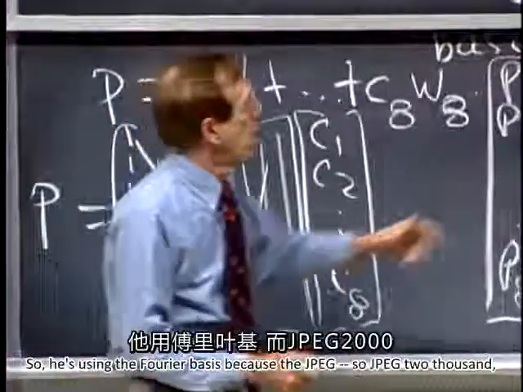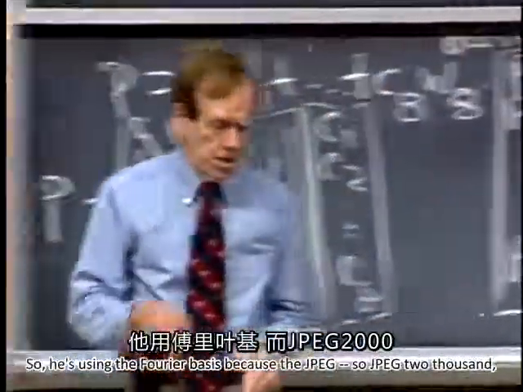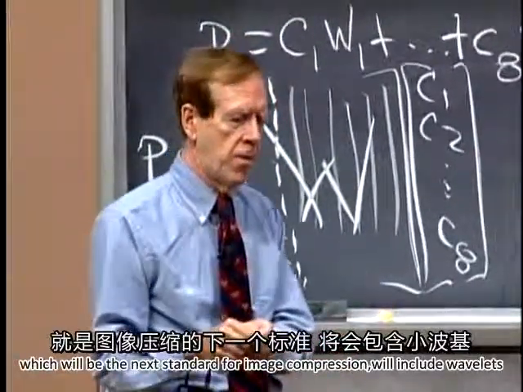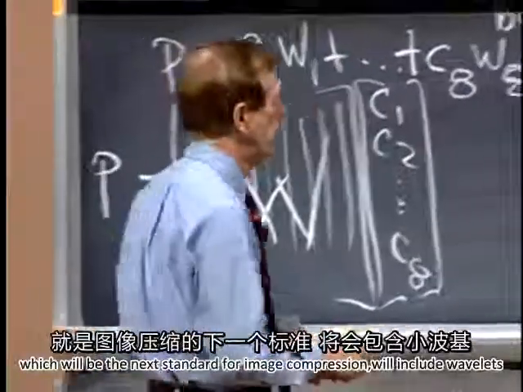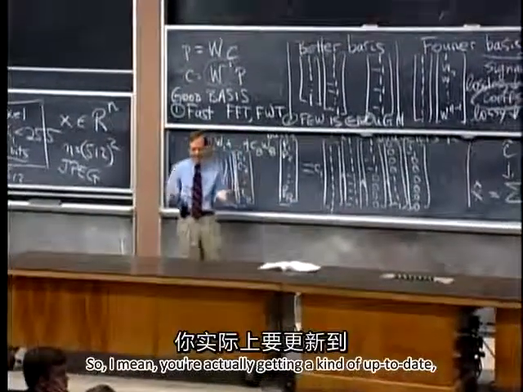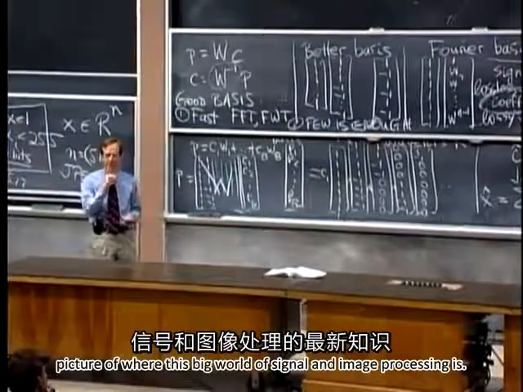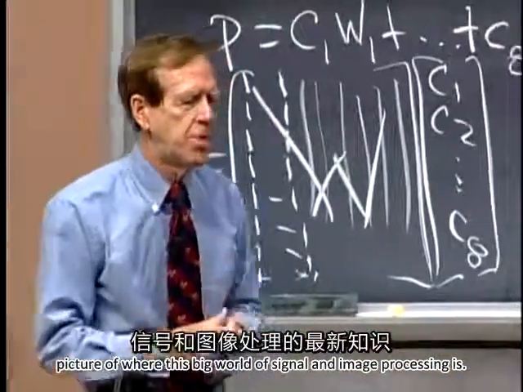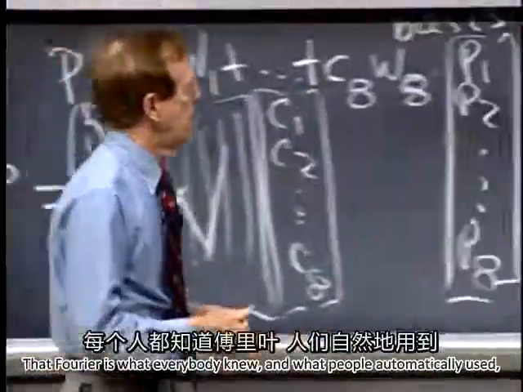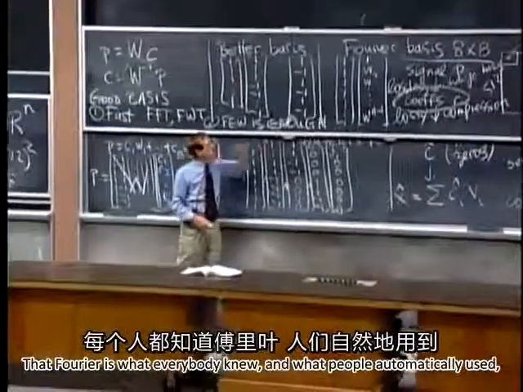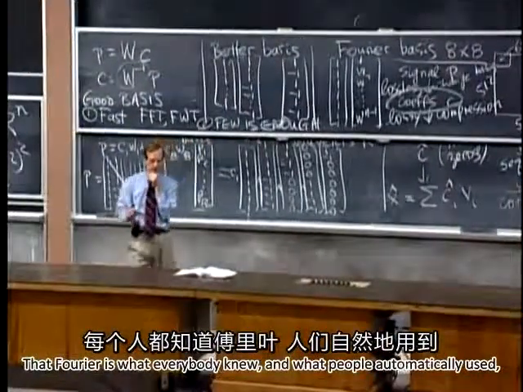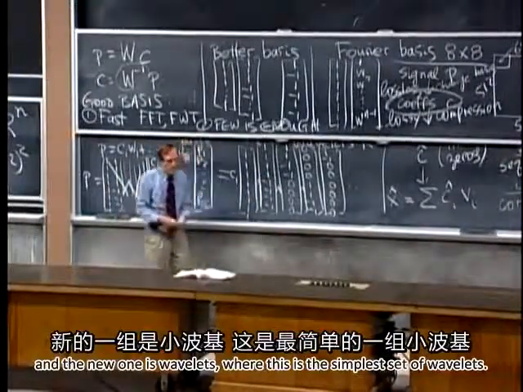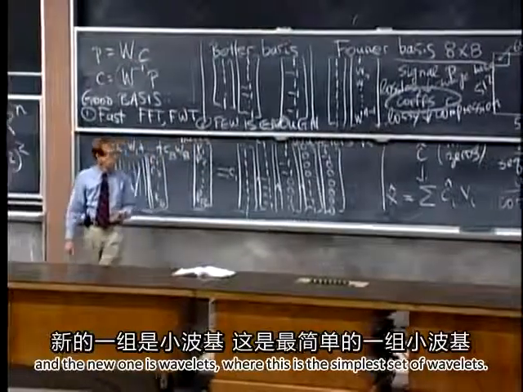So he's using the Fourier basis because JPEG 2000, which will be the next standard for image compression, will include wavelets. So, I mean, you're actually getting a kind of up-to-date picture of where this big world of signal and image processing is. Fourier is what everybody knew and what people automatically used, and the new one is wavelets, where this is the simplest set of wavelets.